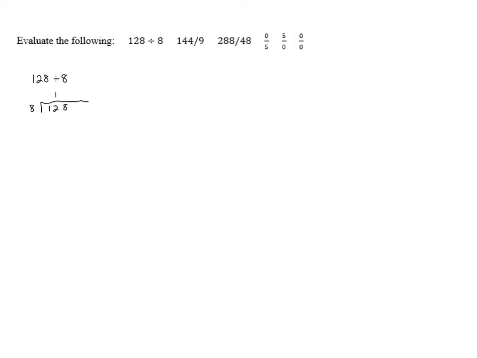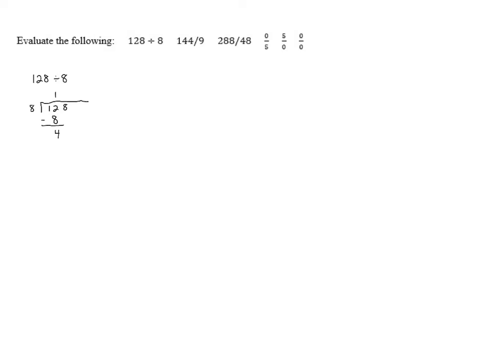Once we've figured that out, we multiply. 1 times 8 gives us 8, which we write down here, and we subtract. 12 minus 8 is 4. And so what we get here, this 4, is actually the remainder when 12 is divided by 8. 12 divided by 8 gives us 1 with a remainder of 4. That's actually what's going on there.